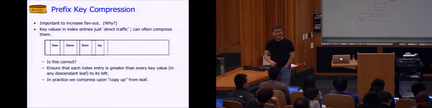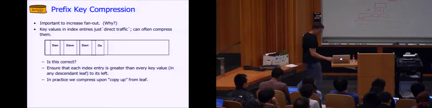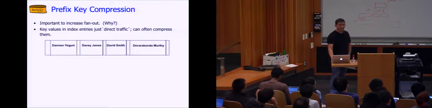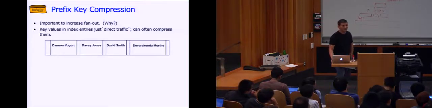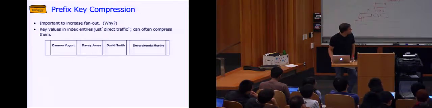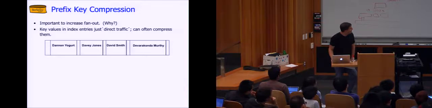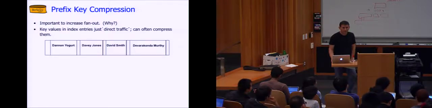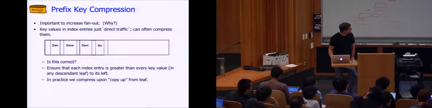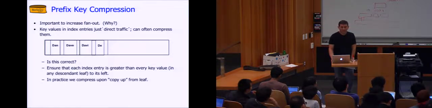Let me ask you a different question. Is it the same? Is this thing the same as that? Would it direct traffic exactly the same way? Well, let's take an example. Let's take David Jones. Where do I go to find David Jones in this tree? The 1, 2, 3rd pointer between Davy Jones and David Smith, right? All right. Well, on this tree, where do I go to find David Jones? The 1, 2, 3, 4th pointer. So it's not the same.